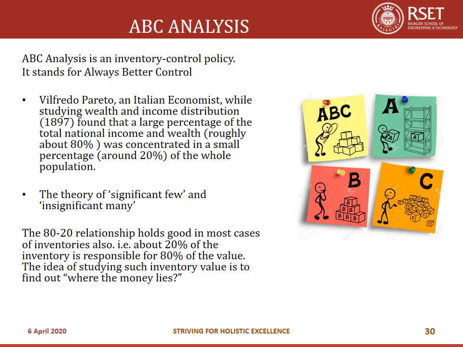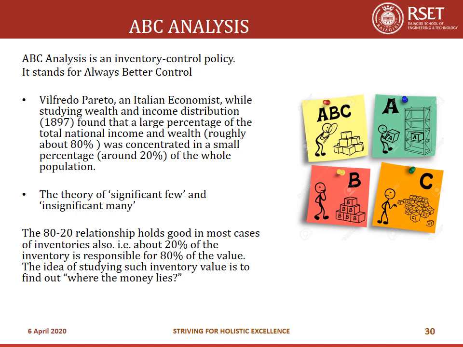This 80-20 relationship holds good in most cases of inventories also. For a company, let's take Maruti for example. Maruti manufactures cars in all variants. They have high-end variants, as well as small hatchbacks that are lesser in cost. By selling maybe 50 small hatchbacks, they would not get as much money as selling maybe 2 high-end models of their cars.